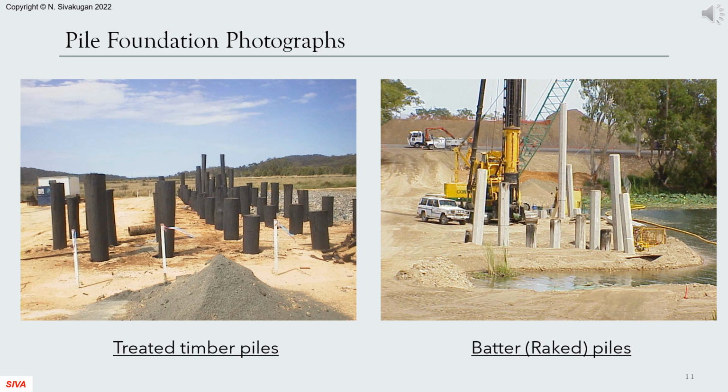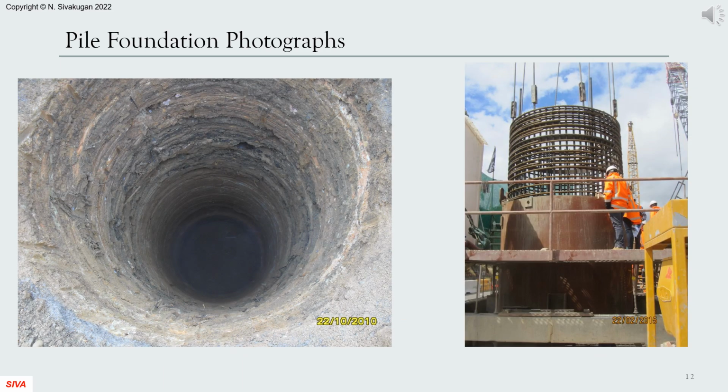The photograph on the left shows some treated timber piles that have been driven into the ground. The photograph on the right shows a group of batter piles, also called raked piles. They are driven at an angle to resist lateral loads.